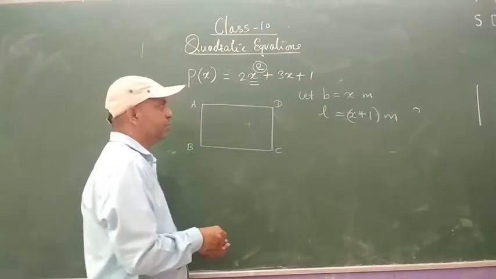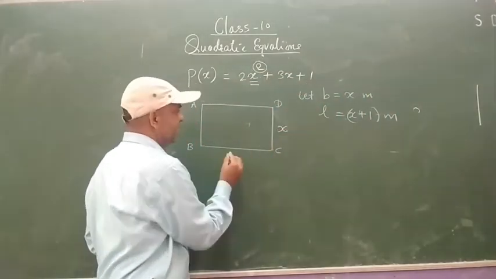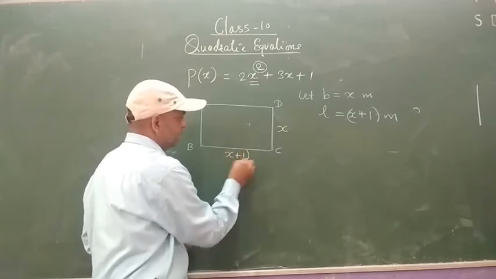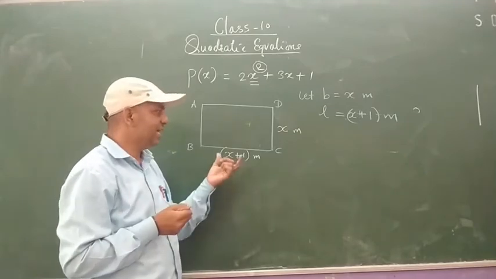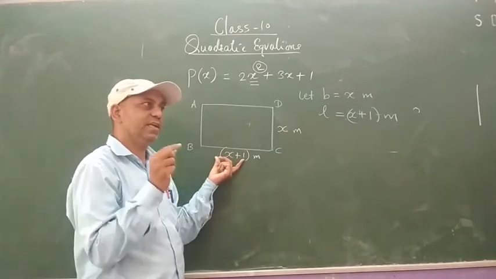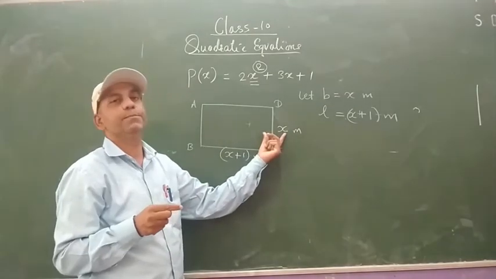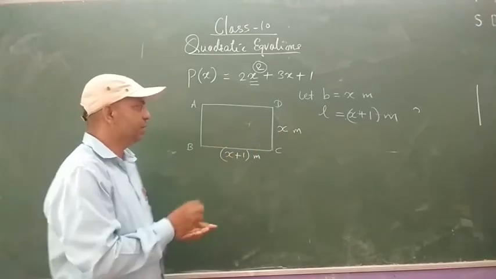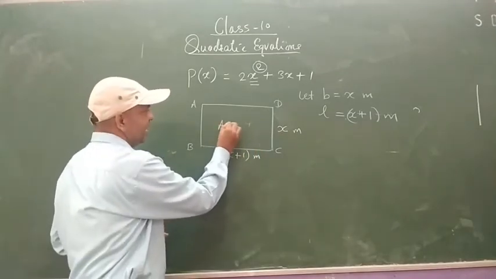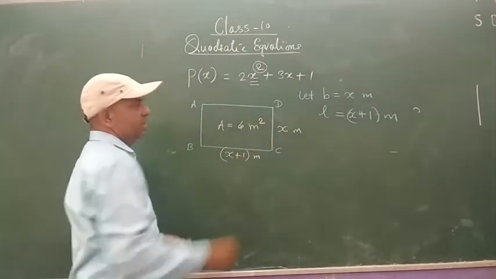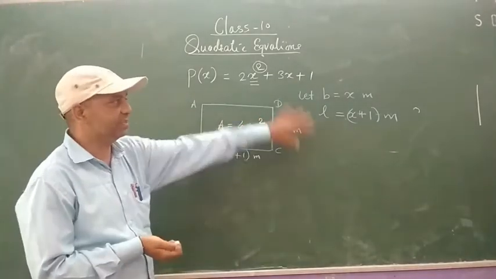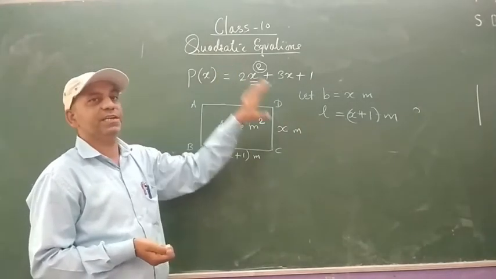It means suppose breadth is x, then length is x plus 1, because the situation is that the length of the floor is 1 more than the breadth. Now it is also given that the area is 4 meters square. Now how can we represent this in the form of a quadratic equation?